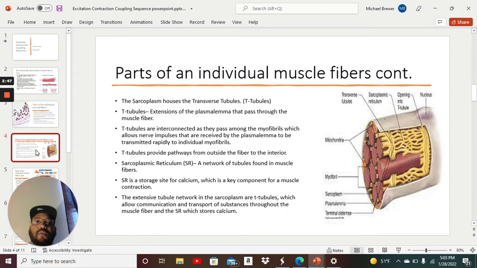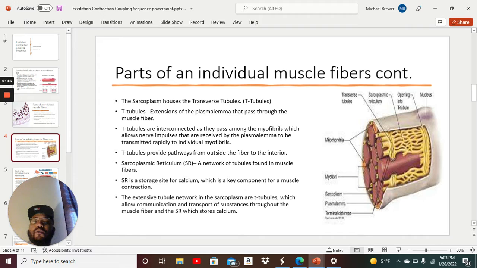More parts of the individual muscle fiber. The sarcoplasm houses transverse tubules. We call them T-tubules. T-tubules are extensions of the plasma lemma that pass through the muscle fiber. And I have all that in this drawing over here. T-tubules, right here.